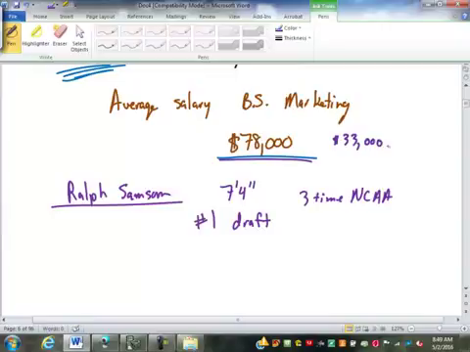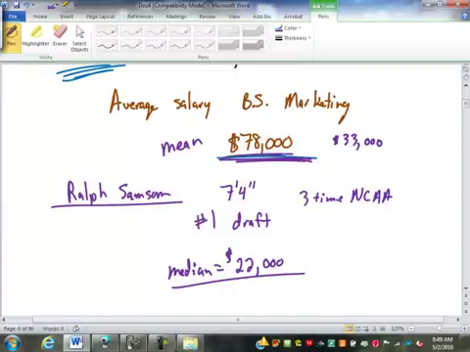The median of that group, this was the mean. The median was about between 22 and 23,000. Still not bad, but not nearly as impressive as 78,000. Was this an actual, real, legitimate statistic? Yeah, it is.